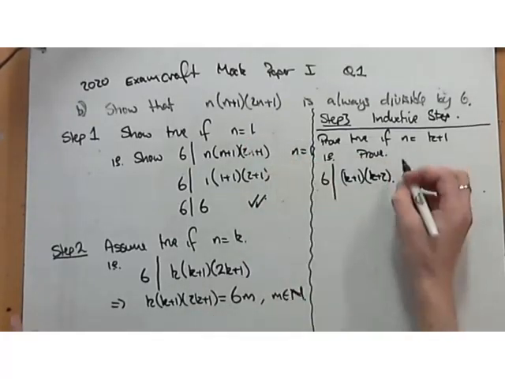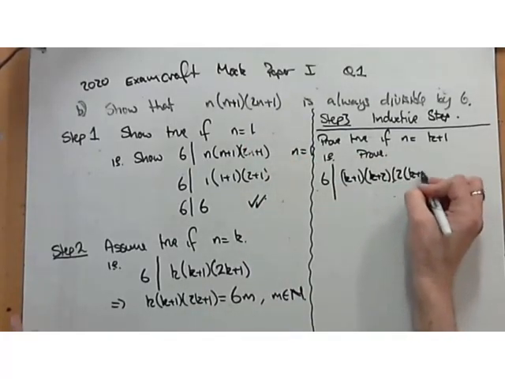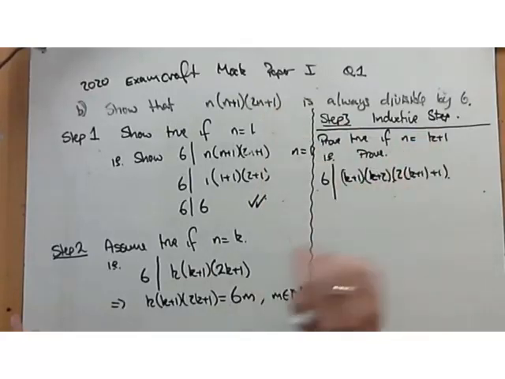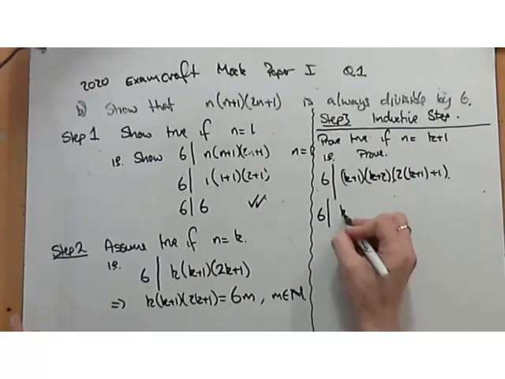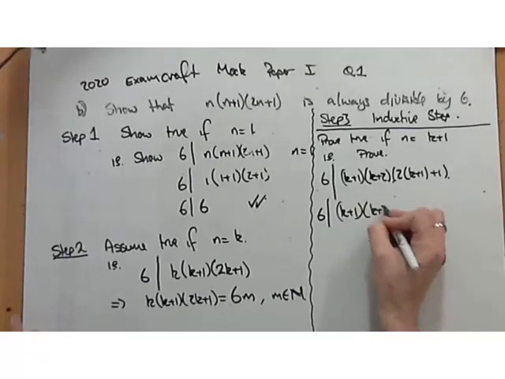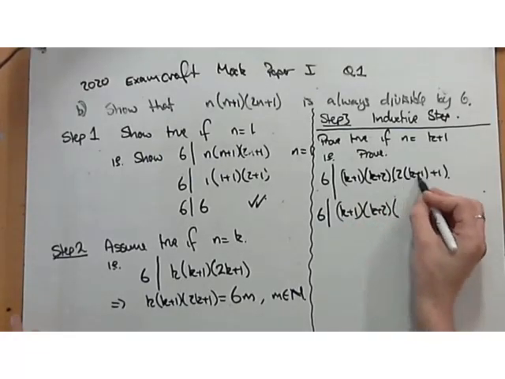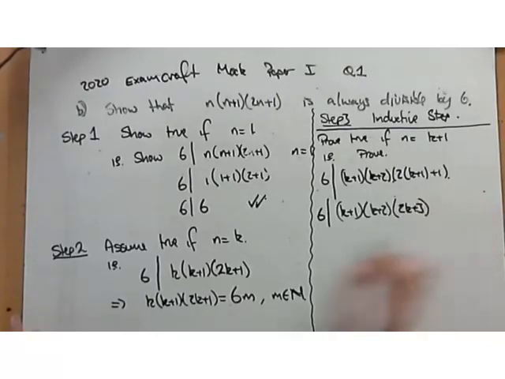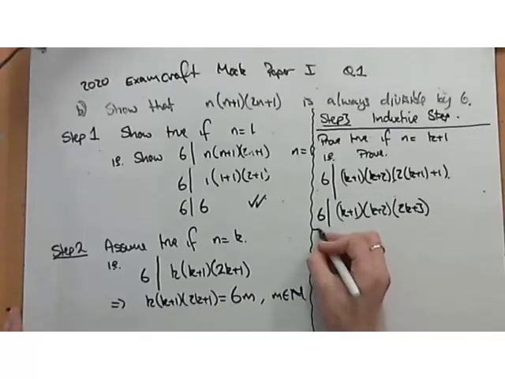Okay, and the third one then is going to be 2 times k plus 1 plus 1. So instead of n, I'm going to say k plus 1. n is equal to k plus 1. So in other words, 6 divides into k plus 1 times k plus 2, and this one is going to be 2k plus 2 plus 1, which is 2k plus 3. So that's what we have to prove. We have to prove that 6 divides into this object here. We have to prove that that is true now. Okay, so that's what we have to do.